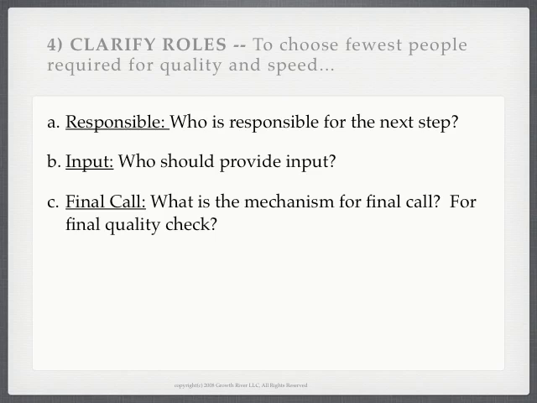Now we move on to the fourth step. The fourth step in situation analysis is to clarify roles. And the goal here is to choose the fewest number of people required for quality and speed against any next step. So you're going to ask who's responsible for the next step, who needs to provide input into the next step, and what's the mechanism for final call. In other words, how is final resolution going to be reached?